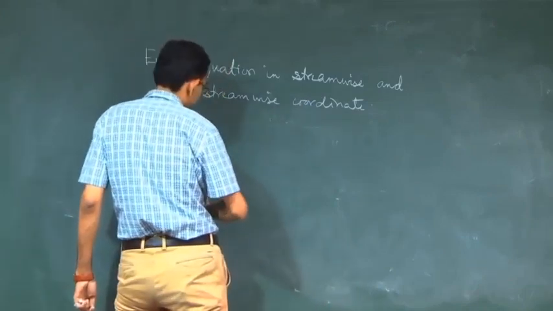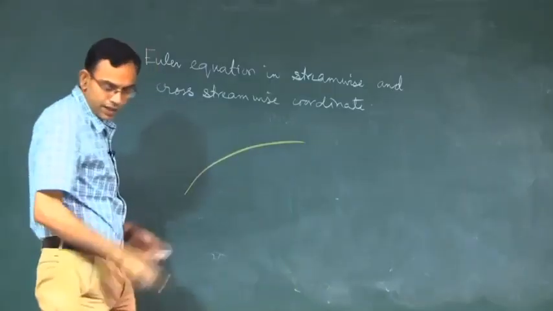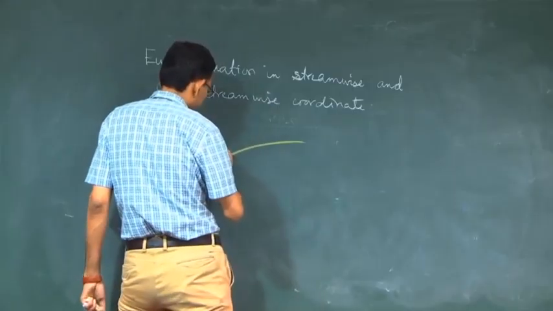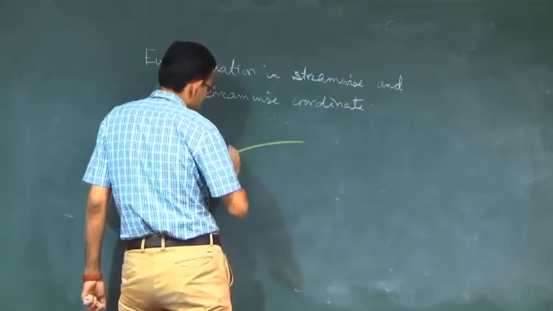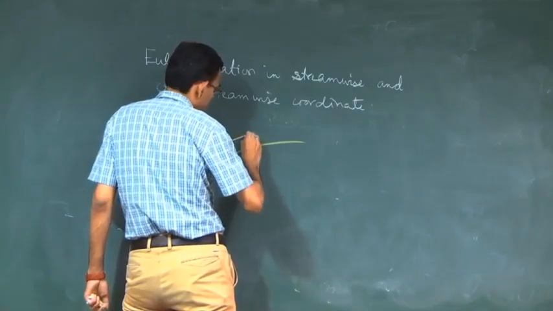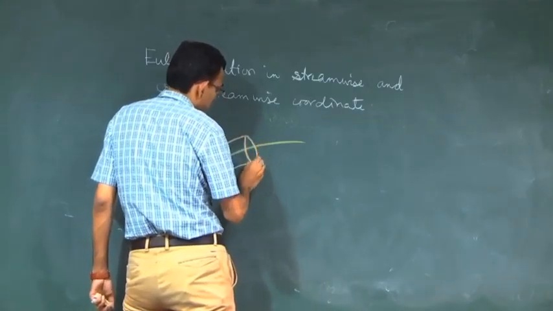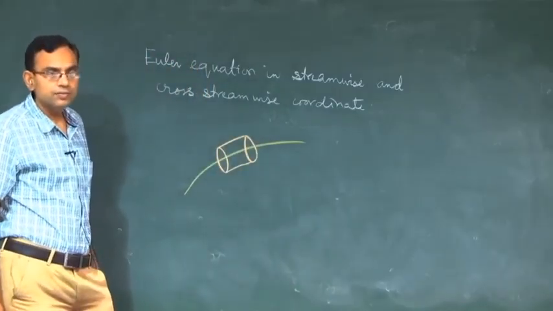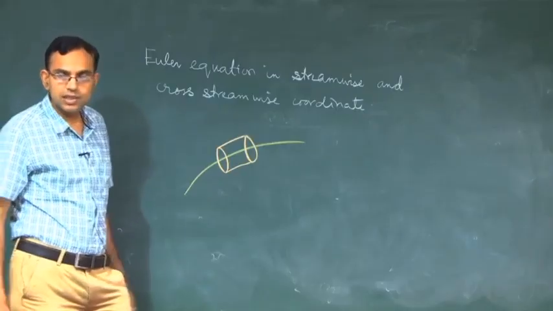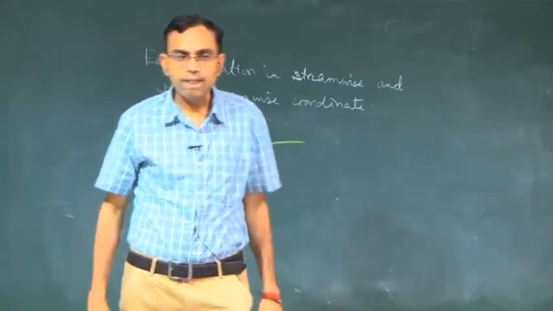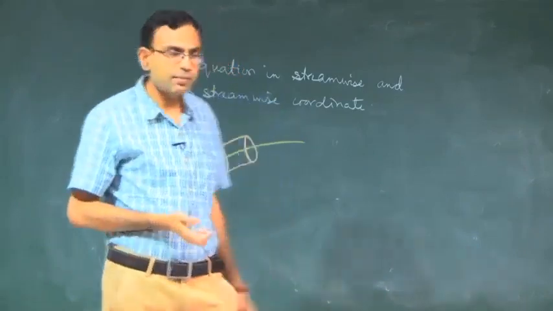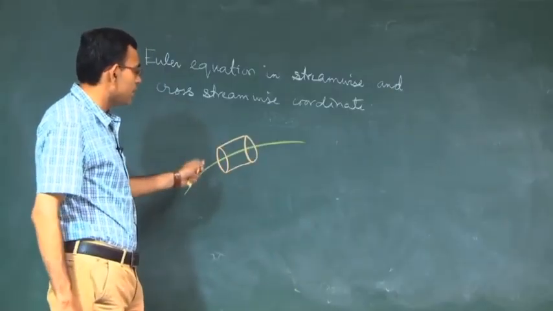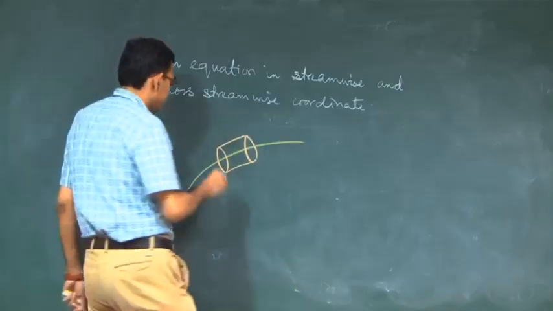So, let us say that this is a streamline, and this is a fluid element which is coaxial with the streamline, which is a cylindrical fluid element. So, a curved cylinder as an example. Now, we will identify all the forces on this, assuming the flow to be inviscid.